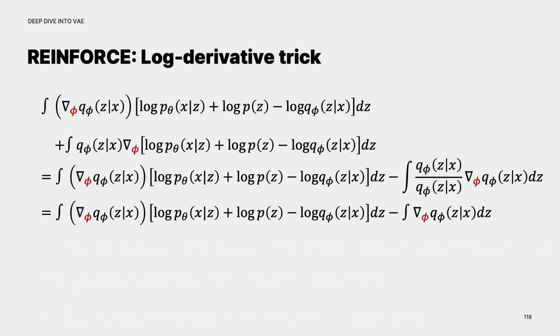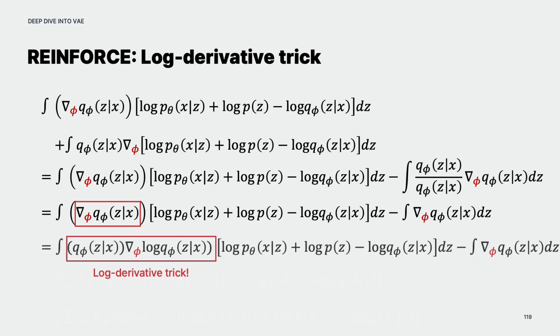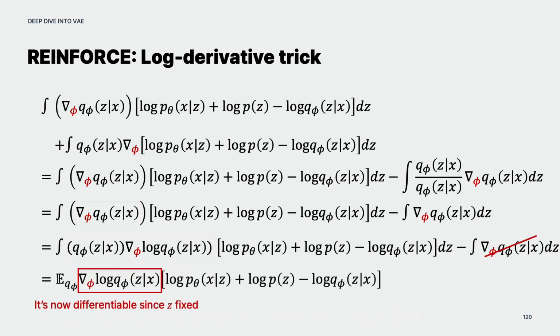By simplifying this expression further, we get the following form. And finally, by applying the log derivative rule one more time, we can rewrite the expression as follows. At this point, the expression becomes equivalent to applying Monte Carlo after fixing z, which means the gradient can now be computed, making the entire process differentiable.